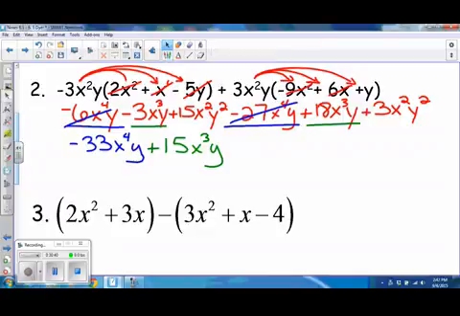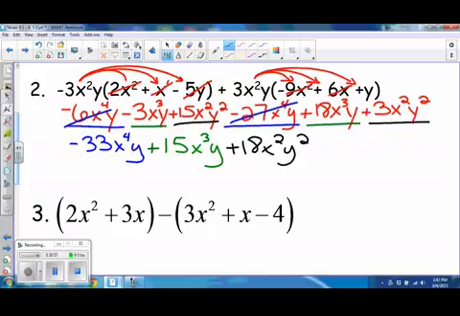Okay. And our last set of like terms, x squared y squared and x squared y squared. So we have positive 15 and positive 3 is what? Positive 18 x squared y squared. And I forgot to cross out these after I combine them, but that's okay. And so that's it. It's simplified. There's no other like terms to combine, so that's as small as I can make it. That's as compact as I can make it. Okay? Any questions?